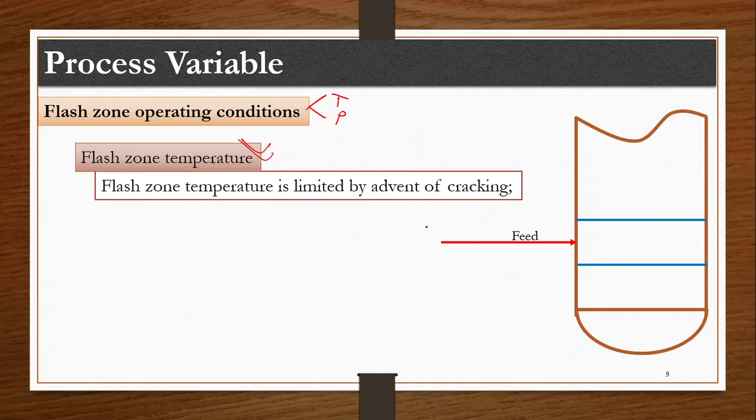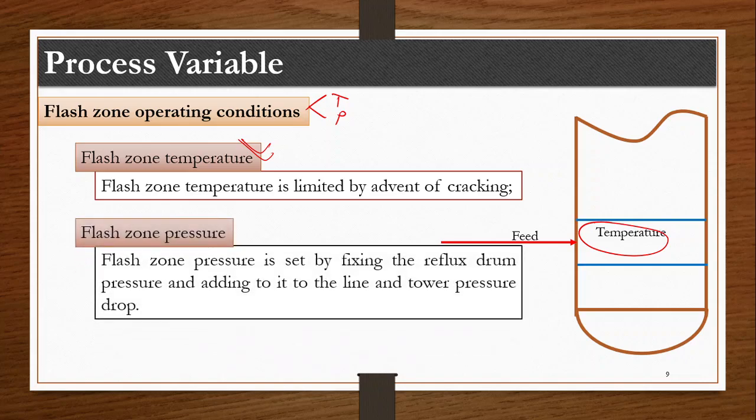It means that we can choose the maximum possible temperature that should be safe, and at that temperature cracking should not be started. So before the cracking of the heavy hydrocarbons, that is the temperature we can maintain at the flash zone, because a higher temperature is always desirable. If the temperature is higher, more percentage of the feed will be vaporized. So that is our requirement. That's why we need to have a high temperature.